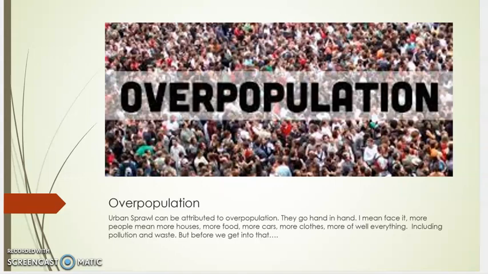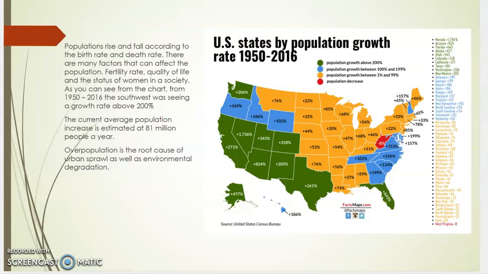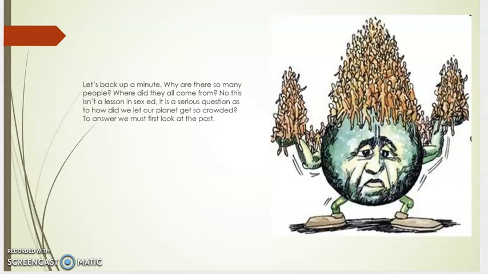pollution and waste. But before we get to that, populations rise and fall according to the birth rate and death rate. There are many factors that can affect the population: fertility rate, quality of life, and the status of women in a society. As you can see from the chart, from 1950 to 2016, the Southwest was seeing a growth rate above 200%. The current average population increase is estimated at 81 million people a year. Overpopulation is the root cause of urban sprawl, as well as environmental degradation.